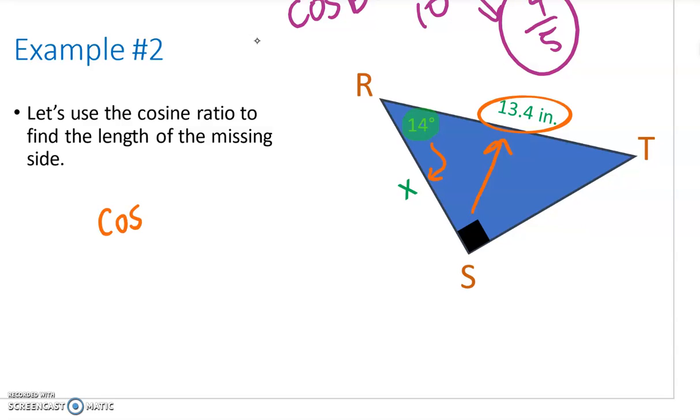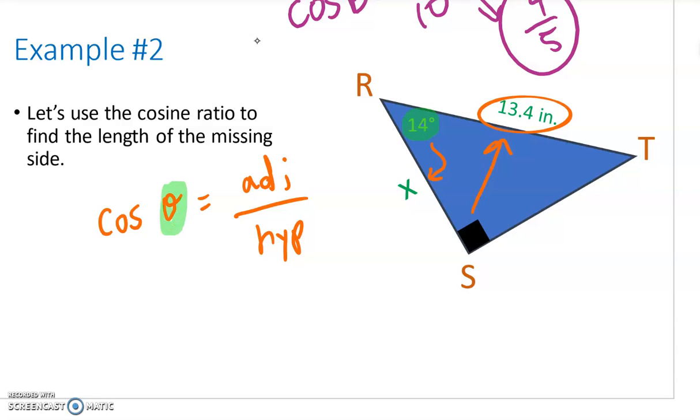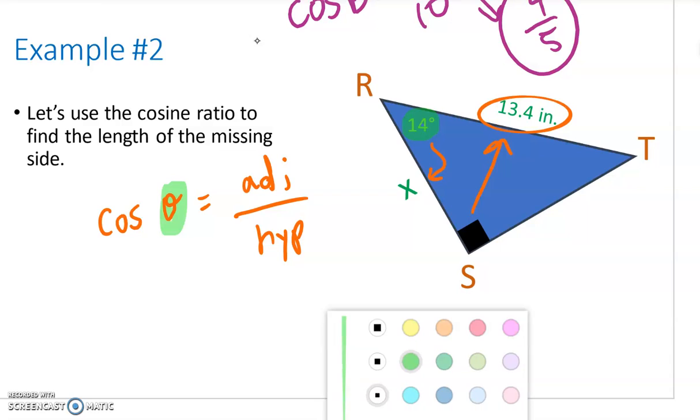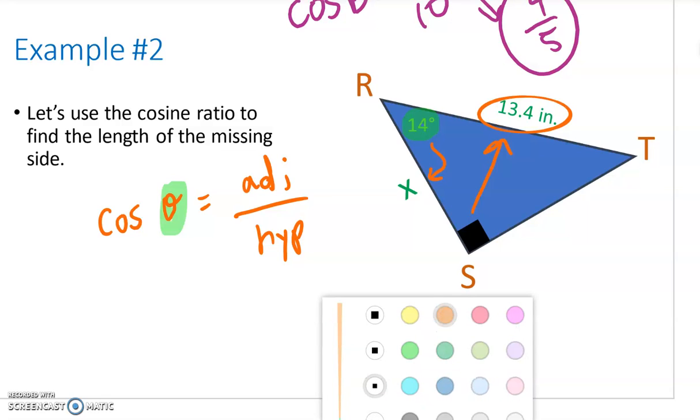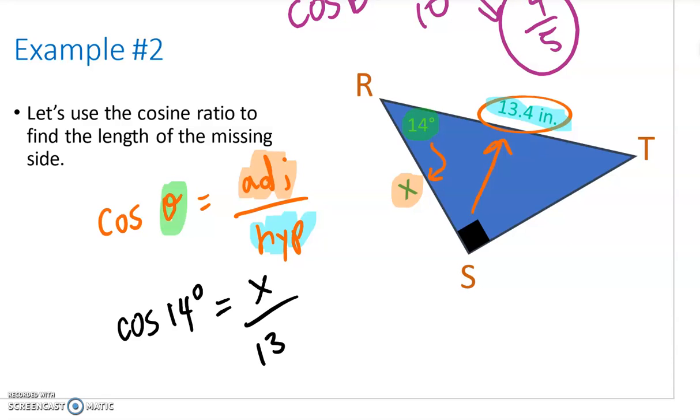So I'm going to say the cosine of some angle theta is equal to the adjacent side divided by the hypotenuse. So the cosine of angle theta, in this case it's going to be our 14-degree angle because that's the one that's given to us, is equal to the adjacent side. Well, adjacent to the 14-degree angle is x. That's what we're solving for. And then, of course, the hypotenuse is 13.4. So we're just going to plug those values in and work it out. So I'm going to say the cosine of 14 degrees is our angle, is equal to the adjacent side x over the hypotenuse of 13.4.